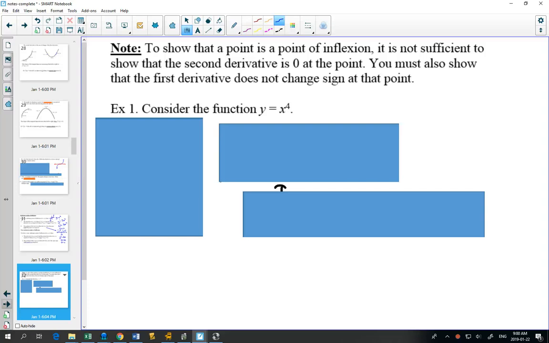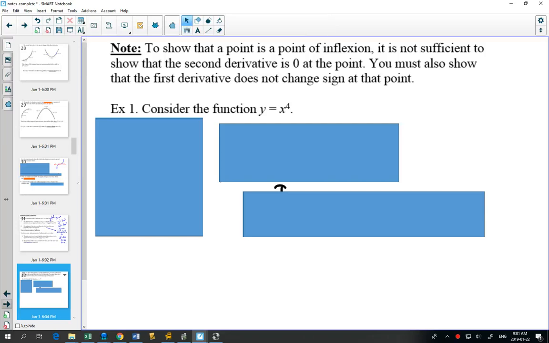So here we have x to the 4. Consider this function. Special note before we get to this. To show that a point is a point of inflection, it's not enough just to show the second derivative equals 0. That's a key thing, finding out where the second derivative is equal to 0. But you also have to show that the first derivative doesn't change sign at that point in order to show that it is a point of inflection.